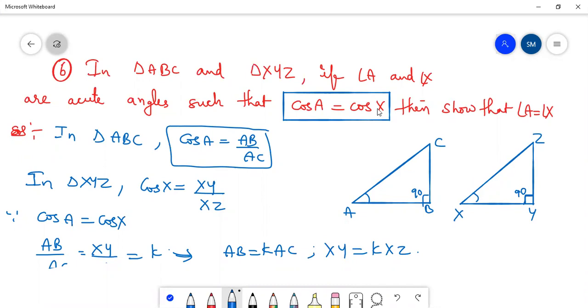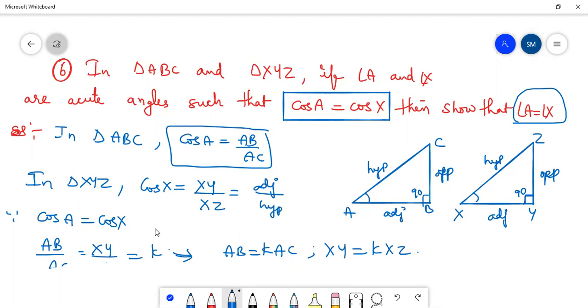And they have given cos A equal to cos X. Then we can show that angle A equal to angle X. So here we can take triangle ABC, in that cos A relation is adjacent side by hypotenuse. It is the opposite. And XY also is adjacent. It is opposite. This is the hypotenuse. By the formula of cos X, that is the adjacent side by hypotenuse formula, we can write that one.